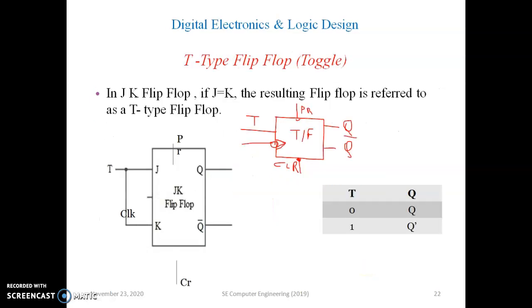Next is T flip-flop, that is the toggle flip-flop. In toggle flip-flop, again it has only one input and two outputs, that are present state and next state, and this preset and clear are the asynchronous inputs. So if in a JK flip-flop J and K are equal to 1, the resulting flip-flop is referred to as a T flip-flop. For example, when the T input is set to 0, it gives the output as Q, and when it is applied with the logic high state, then it will give the inverted output.